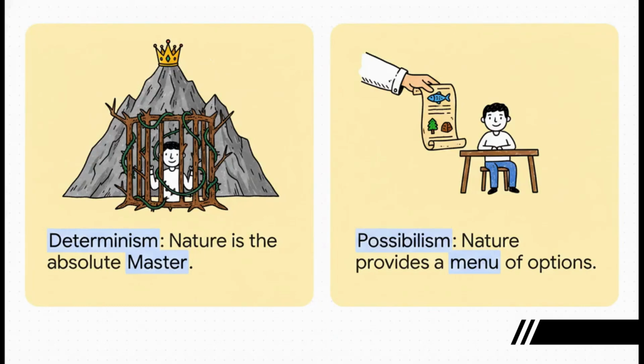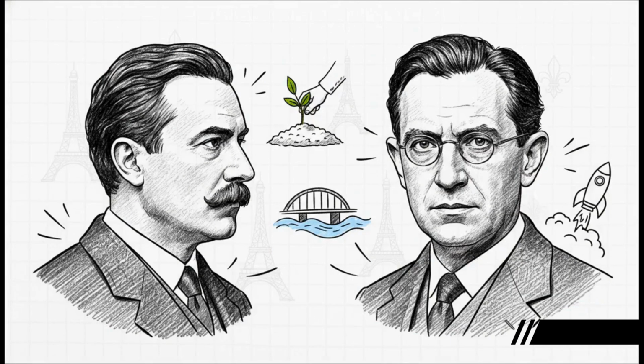And here is the absolute best way to remember the difference. Think of it like this. Determinism says nature is the master giving you orders, but possibilism says nature just provides a menu of options and we, as humans, get to choose what we want to order. One is a command, the other is a choice. It's a game changer. And just like before, you've got some key names to connect with this idea.